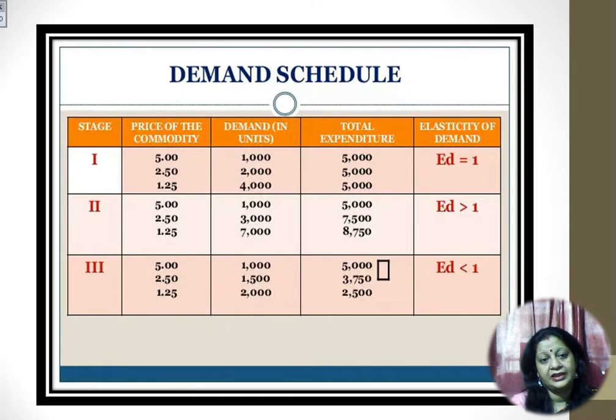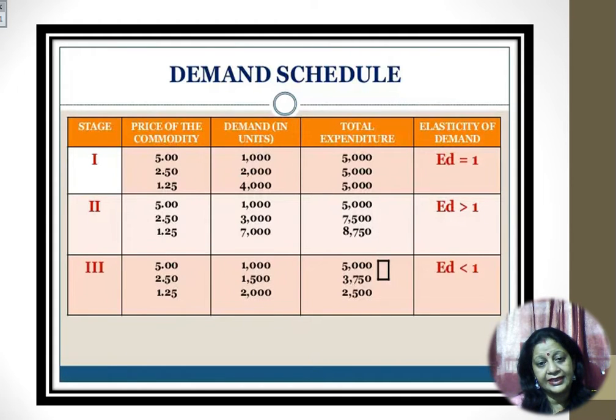Demand schedule. In stage 1, if the price of the commodity is 5, 2.50, 1.25, what is the demand? At rupees 5, the demand is 1000 units. At rupees 2.5, the demand is 2000 units. And at the price of 1.25, the demand is 4000 units. Total expenditure is the same, 5000, 5000, and 5000. So in this case, the elasticity of demand is equal to 1.